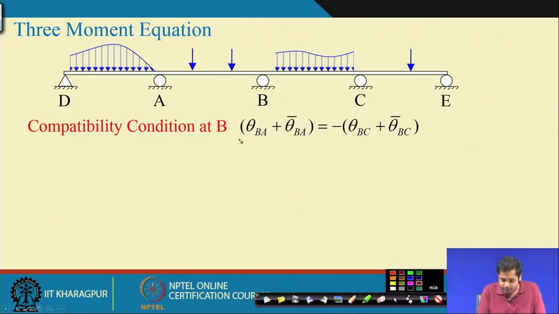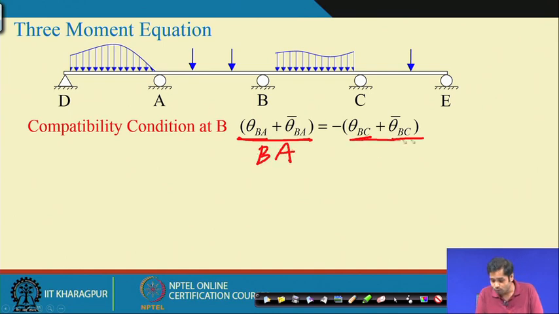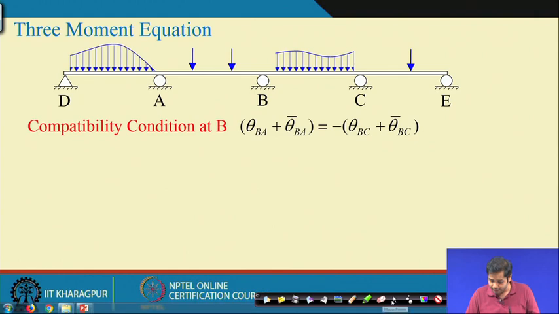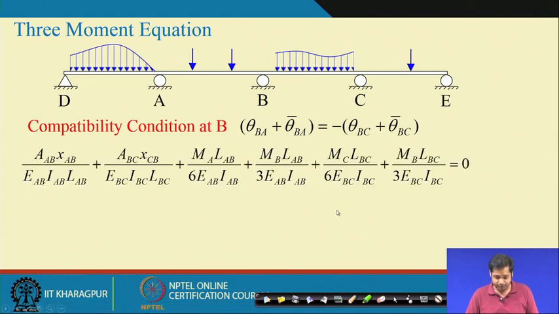Now, the compatibility condition at point B: the total rotation at point B will be the rotation in the basic determinate structure due to external load plus the rotation in the basic determinate structure due to redundant force. This is the total rotation at B in segment BA, and this is the total rotation in BC. This should be equal to minus of this, that is the compatibility condition, and if we substitute the corresponding values, then we have this equation.